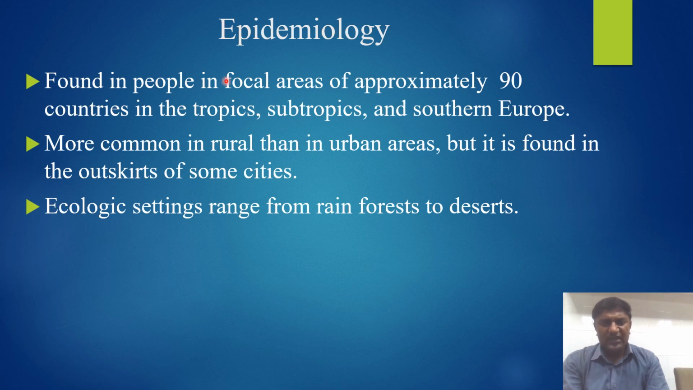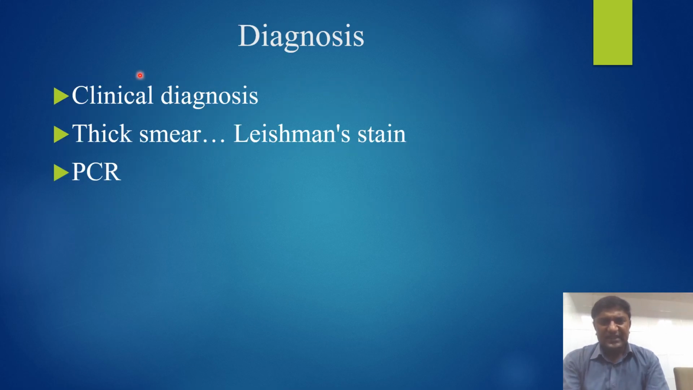Epidemiology: it is found in people in focal areas of approximately 90 countries in the tropics and subtropics and southern Europe. It is more common in rural than in urban areas, but it is found in the outskirts of some cities. Ecological settings range from rainforest to deserts. Diagnosis: clinical diagnosis, then thick smear or maybe Giemsa or Leishmania stain, and then PCR.